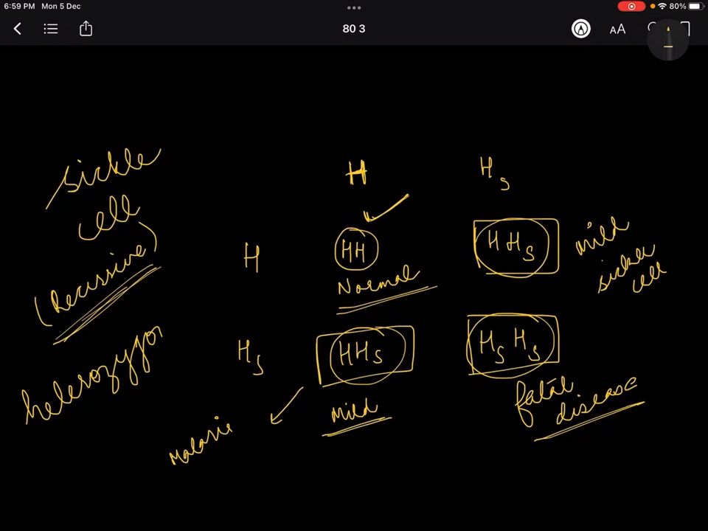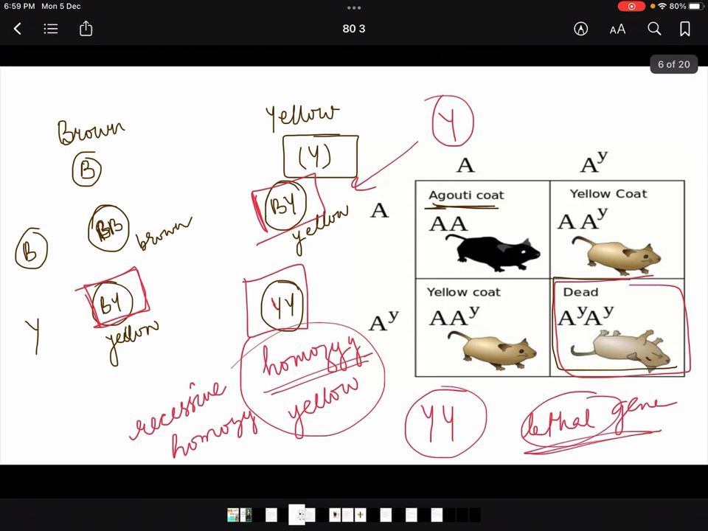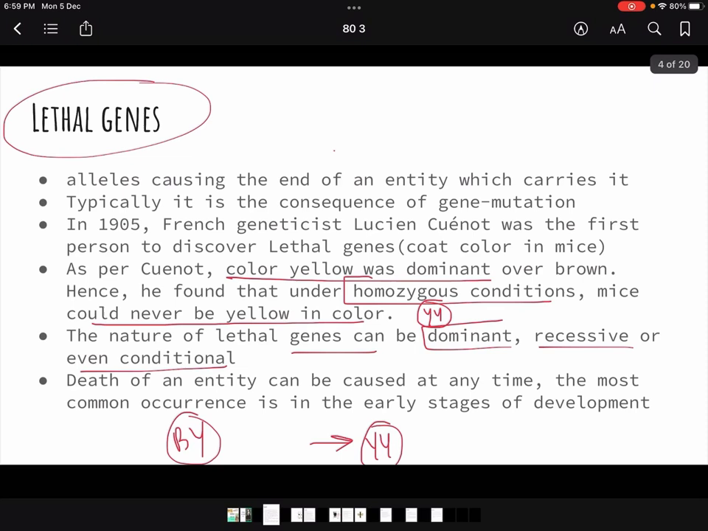Now, this is the topic for our next lecture. This is part of 9.3, so I will cover it there and I will not confuse you right here. So I hope you have understood. I've told you now what lethal genes are, that means they are fatal. And the person who's carrying it, ultimately it causes the death of the individual.